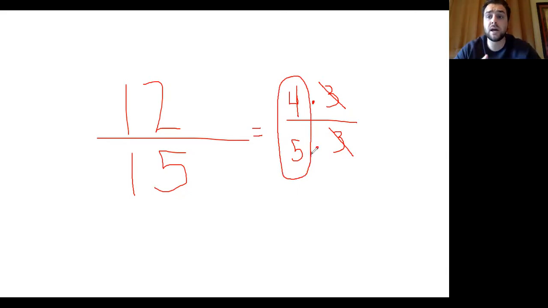Now, just because it's in simplest form does not mean it's a different amount. The 12 over 15 and 4 over 5 are the exact same amount. They equal each other. What you're doing is taking 12/15 and putting it in its simplest form, which is 4/5. I hope that makes sense. If not, maybe I'll be able to explain it a little bit better as I go on to our second example here.